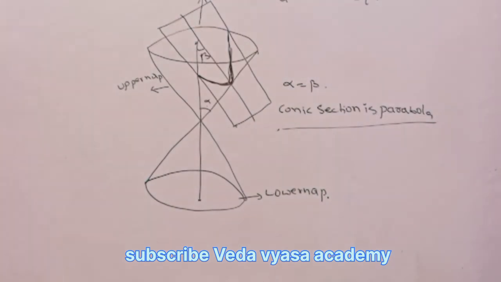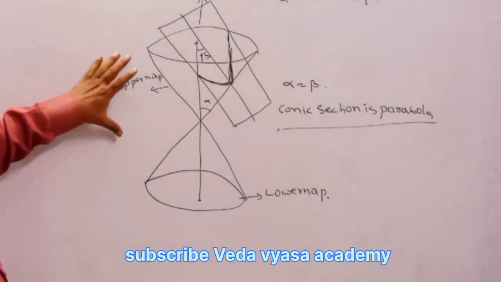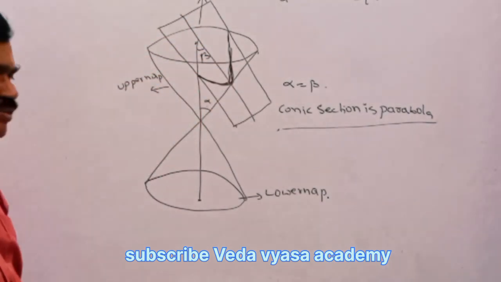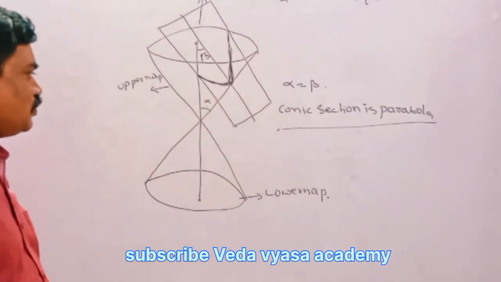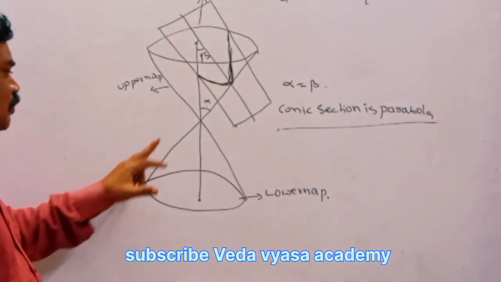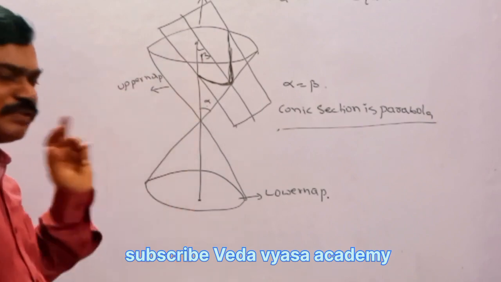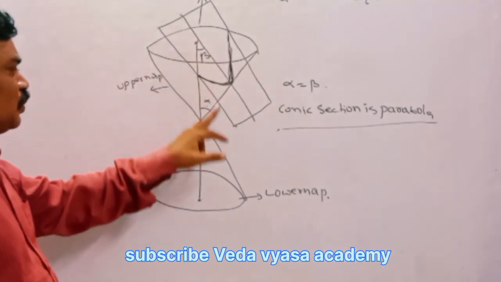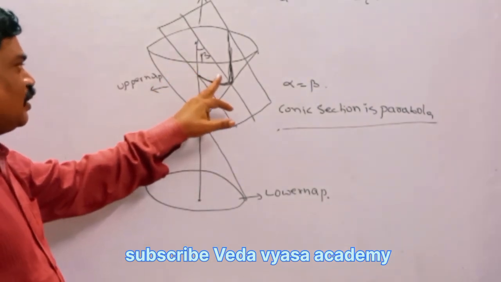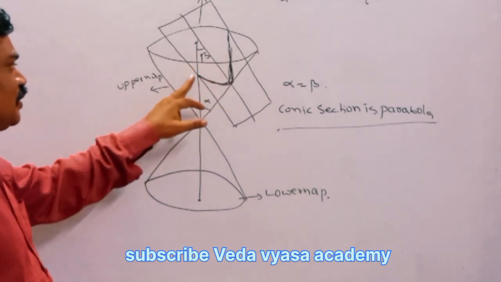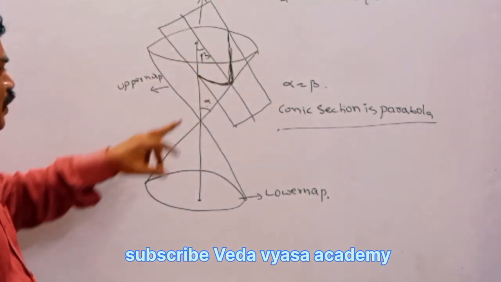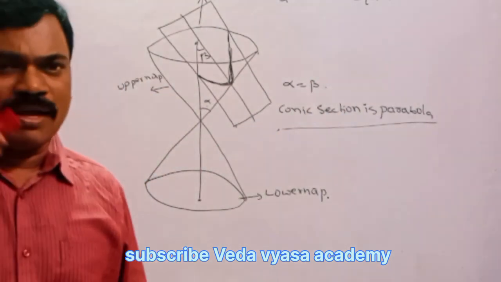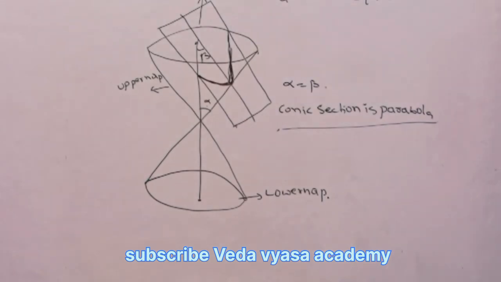Once again, you see all of you, this is the conic section. The plane cuts in this way, and then alpha is equal to beta. The generator line makes an angle with the axis of the cone, and the plane cuts the cone like this, and the angle between the plane and the axis is beta. If alpha is equal to beta, then the conic section is a parabola. Okay, all of you? That's all.